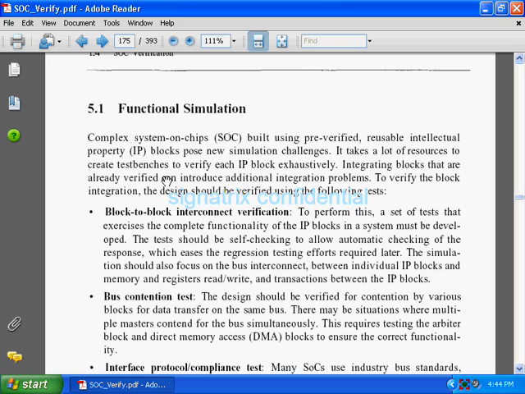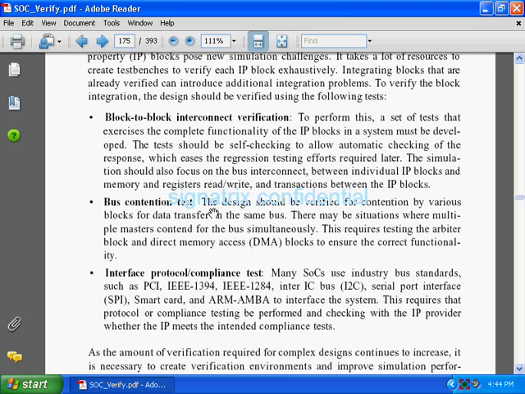Coming to functional simulation. So suppose you want to verify your design. So what all are the steps there? To verify the block integration, the design should be verified using the following tests. First is block to block interconnect verification. To perform this, a set of tests that exercise the complete functionality of the IP block in a system must be developed.